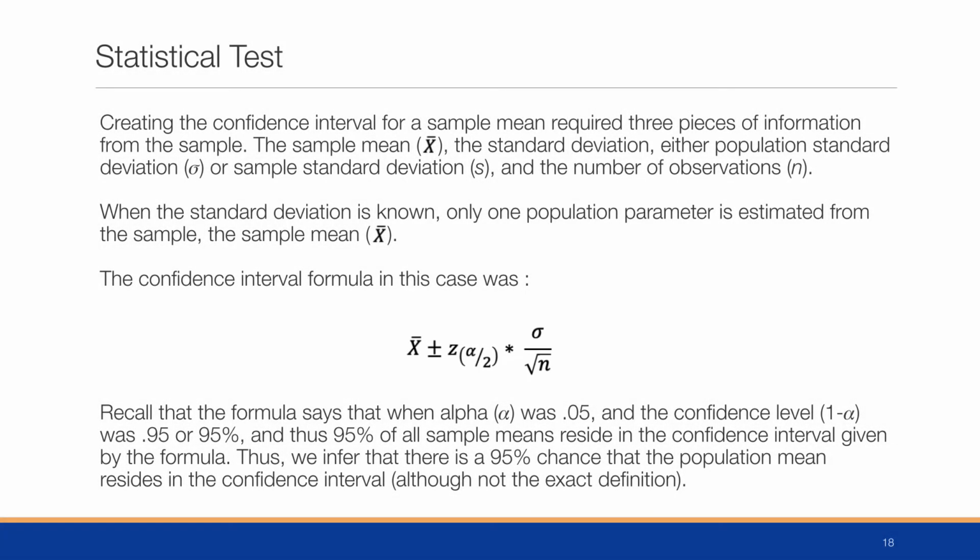Recall that when alpha was 0.05, the confidence level was 1 minus alpha. So therefore, it was 95%. And thus 95% of all sample means reside within that confidence interval. Thus, we infer that there's a 95% chance that the population mean resides in that confidence interval. Well, that's not the exact definition.